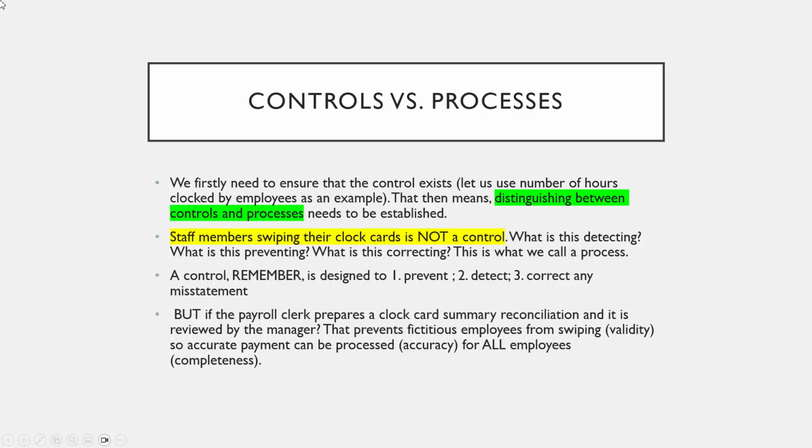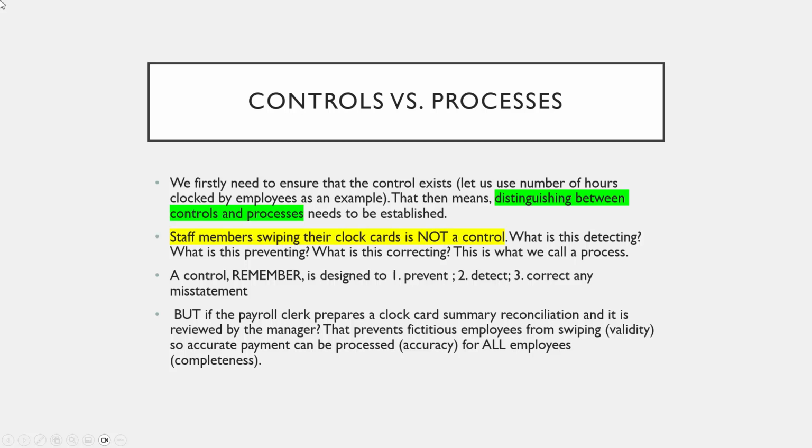But let's bring it back. That's not a control. You wouldn't get any marks for that. Why? What's it detecting? Tell me. Just swiping a clock card. What's it detecting? What's it preventing? What's it correcting? This is what we call a process. A process is what facilitates the control. It is what makes sure that the control happens. A bank reconciliation being prepared is not a control, but it is the review and the signature of the financial manager performing it that makes it a control.